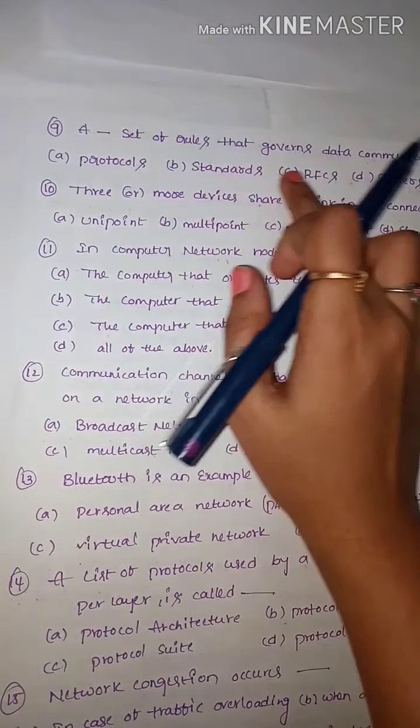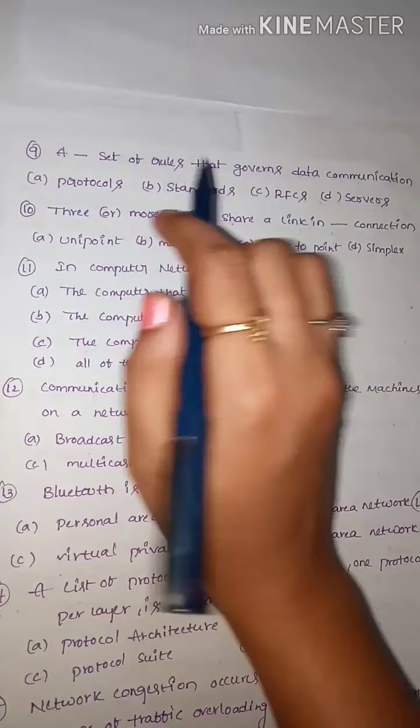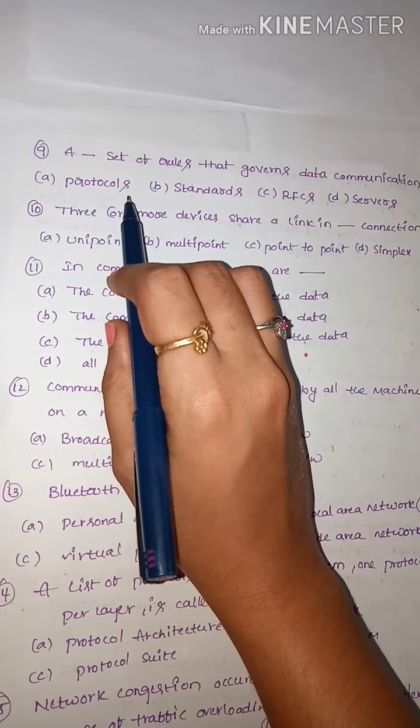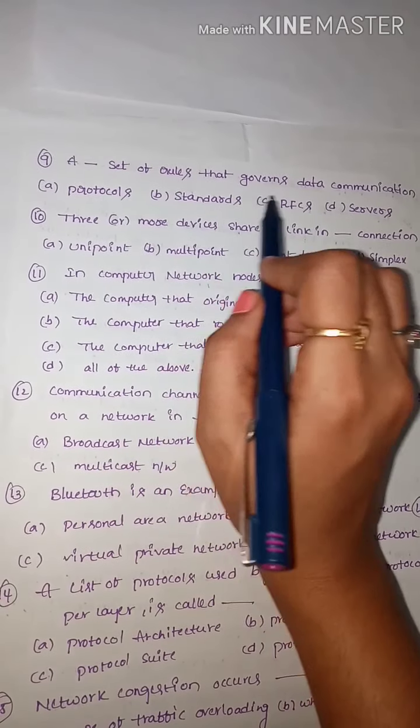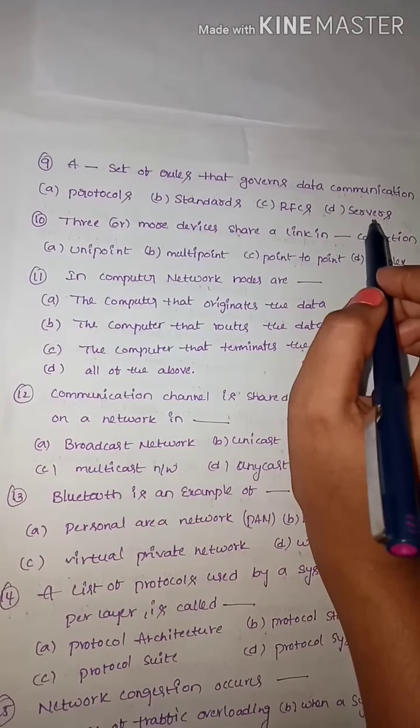A set of rules that governs the data communication. Options: option A protocol, option B standards, option C RFCs, option D servers.